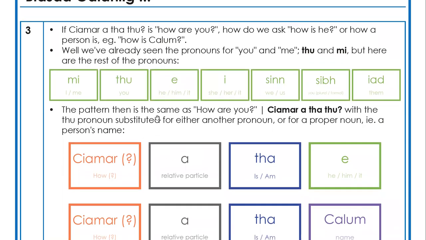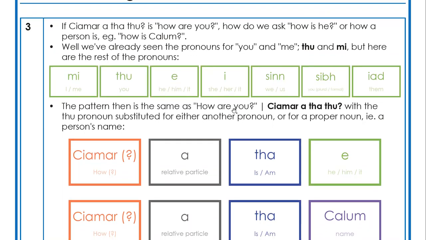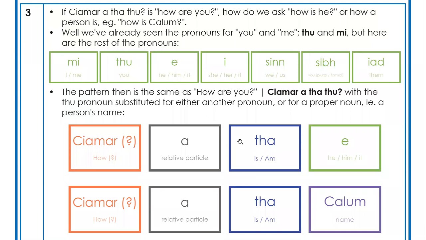The pattern is the same with this. How are you? Ciamar a tha thu? So you can just swap out the pronoun thu for any of these other pronouns to ask about any of these other people. So, ciamar a tha e, where the e is meaning either it as a masculine object or he as a person.